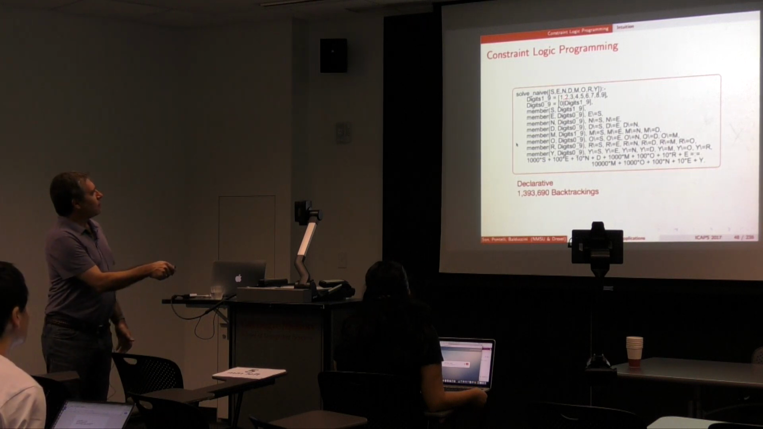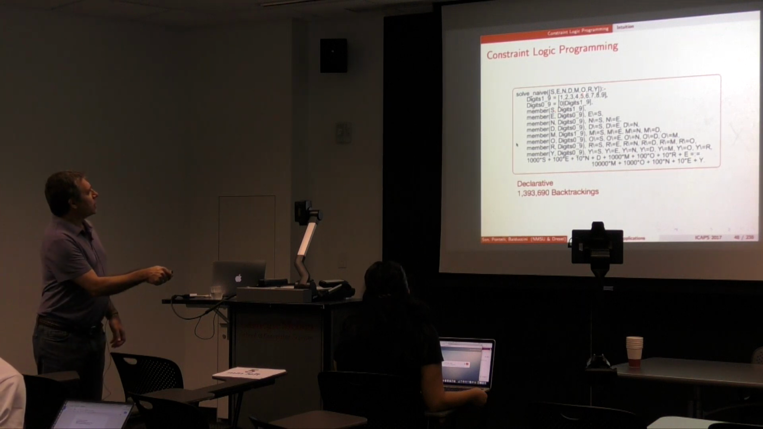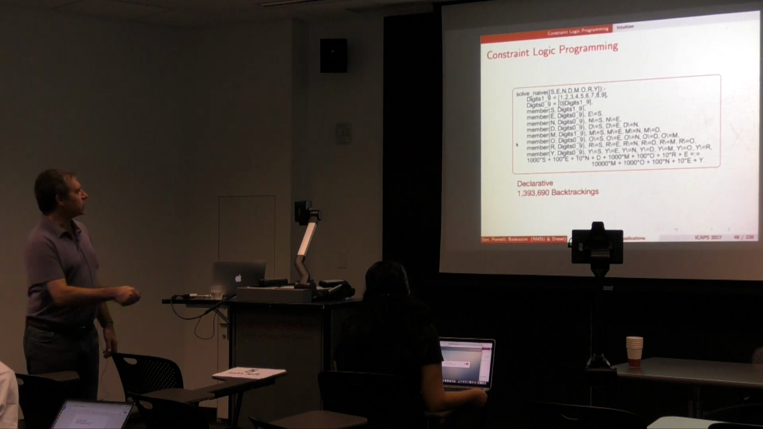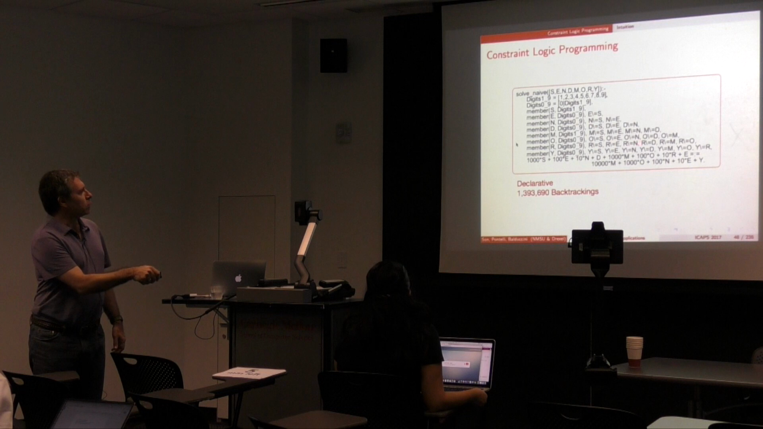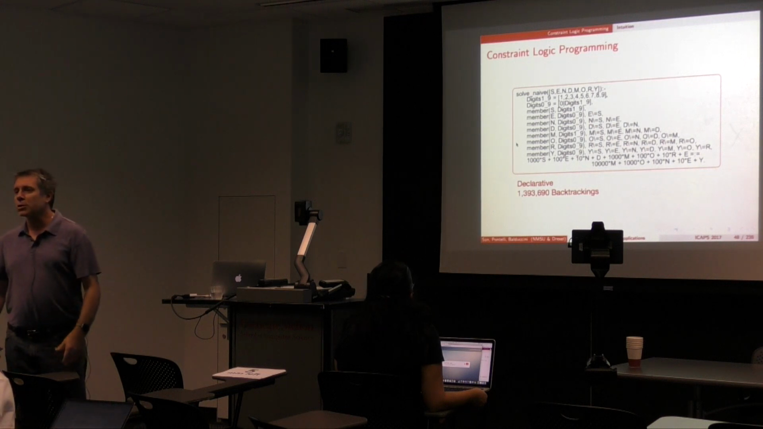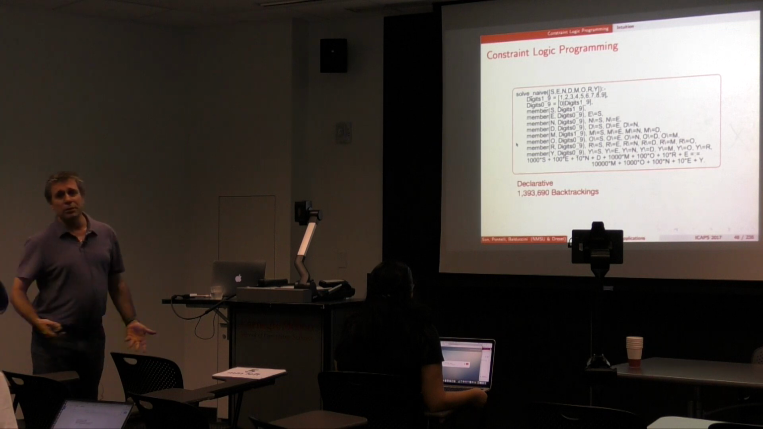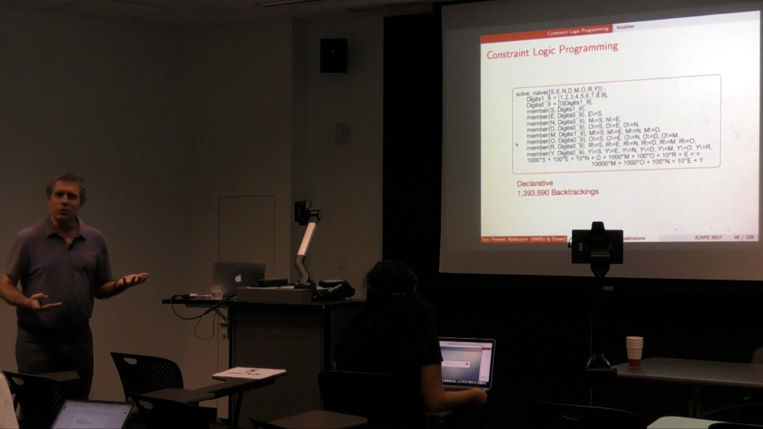So I have the variables that represent the different letters of the puzzle. I assign numbers to them using the member predicate. It's a built-in of Prolog that picks one value from a certain list. Of course, I need to make sure that I assign all different values because I don't want to have any repetitions. And then I just, at the end, check whether, indeed, SEND plus MORE equal to MONEY. It is declarative, it's readable. I can understand what's going on here.